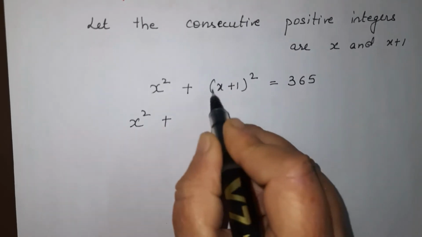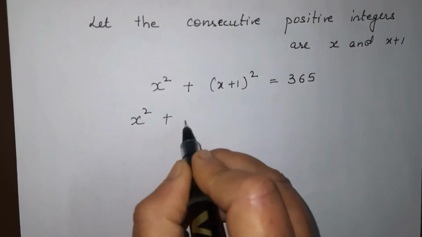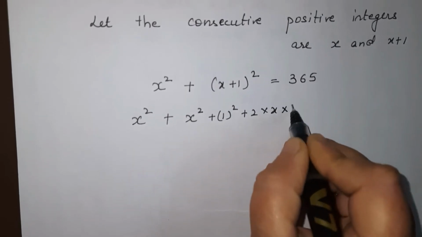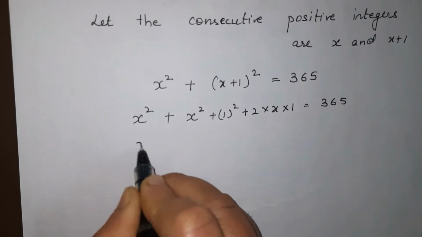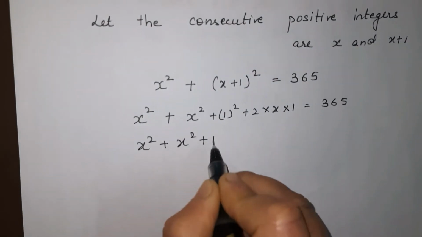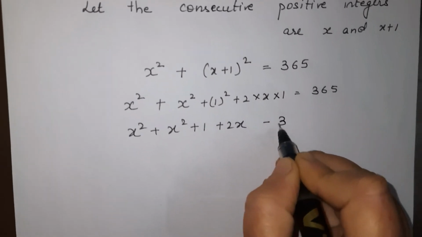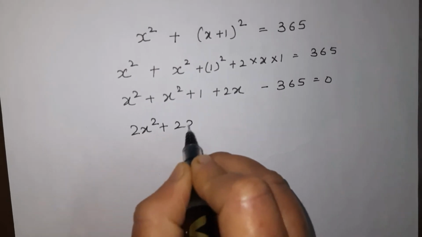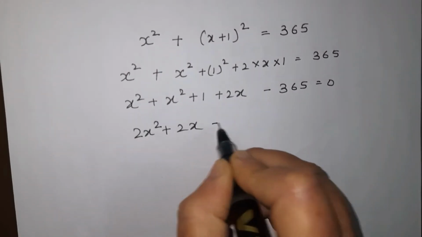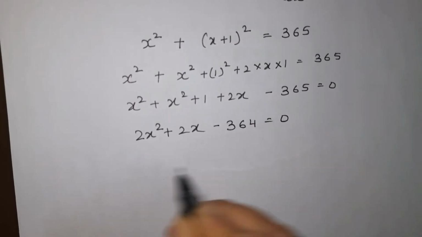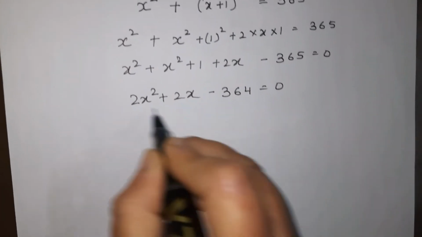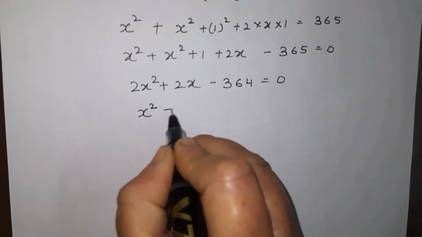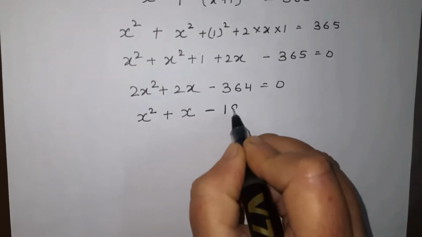Now let us solve this. This is x square, and here we will use the identity a plus b whole square, which is a square plus b square plus 2 into a into b. So this will be equal to x square plus 1 plus 2x, equals 365. Let us take it here, so its sign will change. So 2x square plus 2x, now minus 365 plus 1 will be minus 364. As you can see, each term is a multiple of 2, so we can divide each term by 2. So we will get x square here, x here, and 182 here.